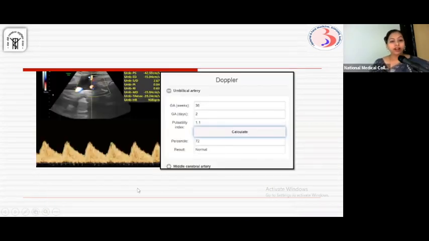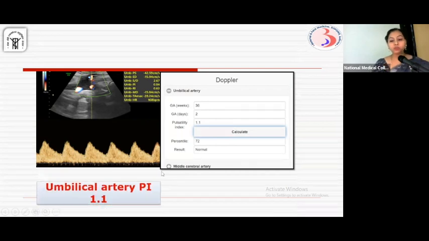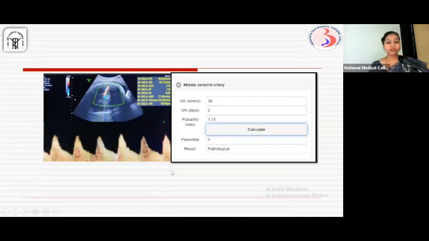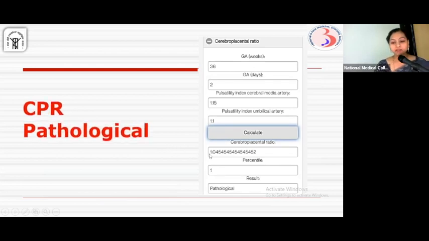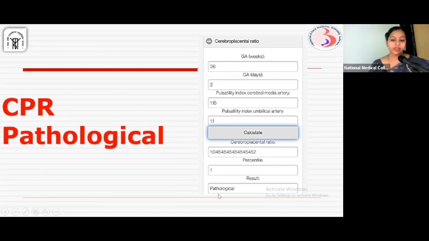So we went ahead and did a Doppler ultrasound, umbilical artery Doppler with a calculator, and we put in the percentile. The pulsatility index was 1.1 at 72%, being normal. But when we did a middle cerebral artery Doppler, we found that the pulsatility index is 1.15, pathological at the 4th percentile. So if we put that in a calculator, our CPR was calculated as 1.045, at the first percentile and pathological.